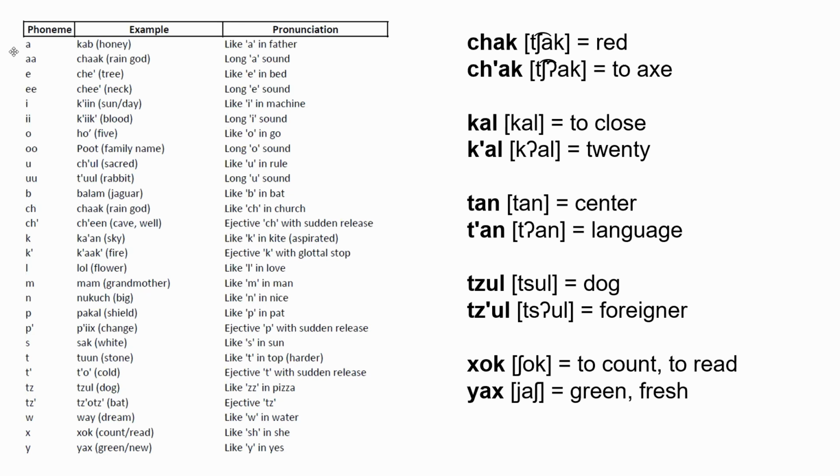How do you say? This is, for example, phoneme chak for red. And the difference here is it has a glottal in there, it's chak. The difference is chak, and this is chak. And this is a completely different word. And you also say kal, close, and kal for 20. The same is here with Tan and Tan for language. So these are the most important conventions that we need to know. Zul is for dog and Zul is foreigner.